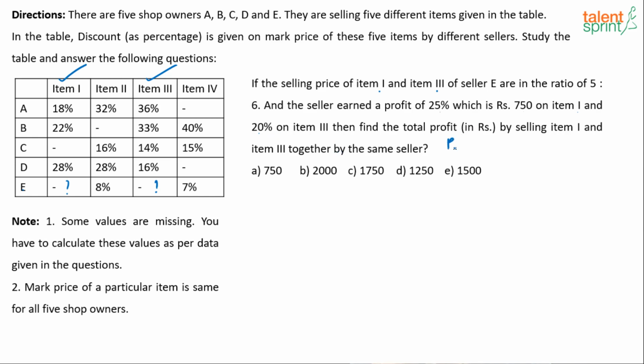Profit on item 1 plus item 3 is equal to what? We already know that profit on item 1 is 750. So 750 plus something. Now if the something is 0, answer remains 750. Or if it is some value there, then 750 plus any value will be more than 750. All the options anyway are in that range only. So let's work on it. So what is the data we have? We have the selling price ratio. The selling prices of these two items are in the ratio of 5:6.